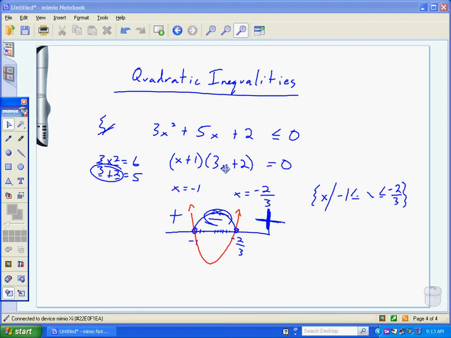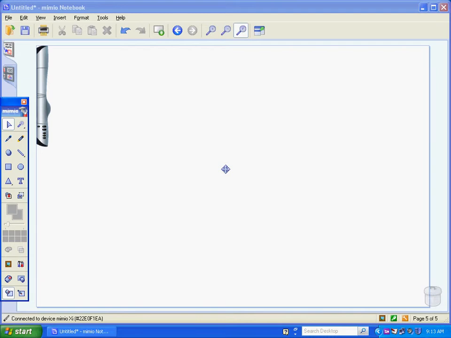Should we do a splitter, one of those? Okay. Let's do a splitter one. Everybody's got that? Okay.